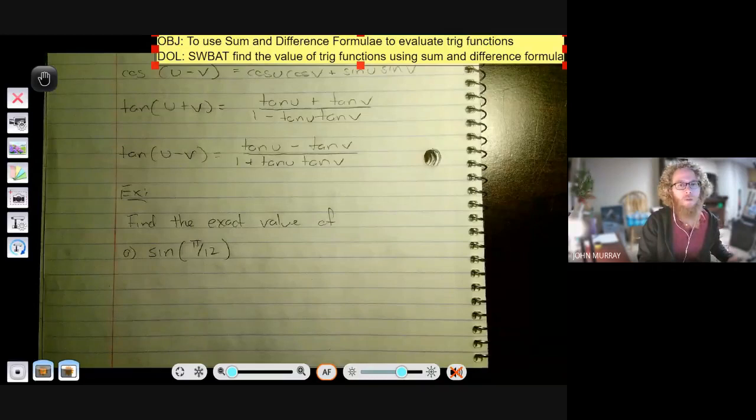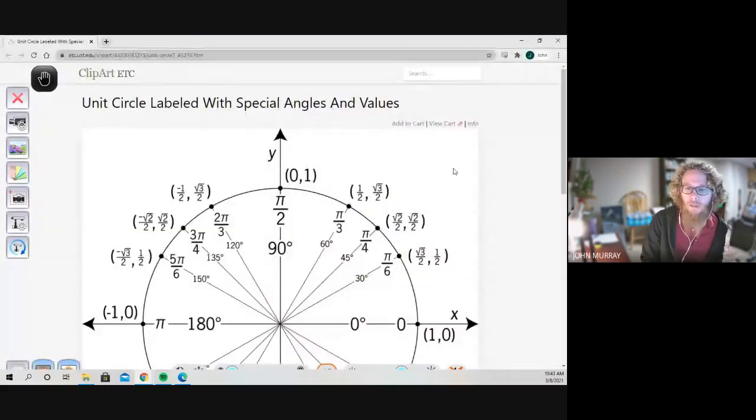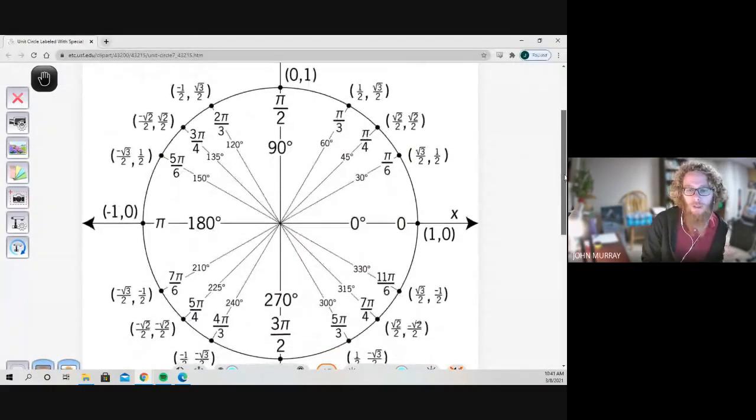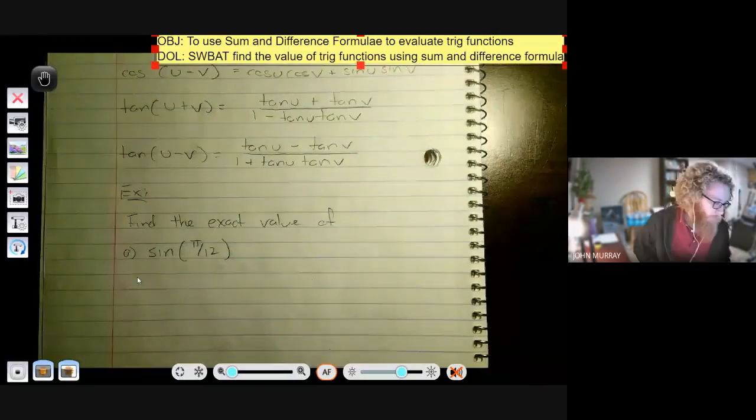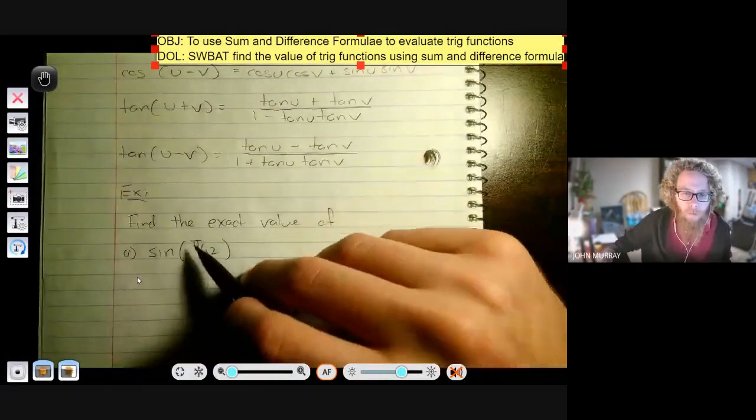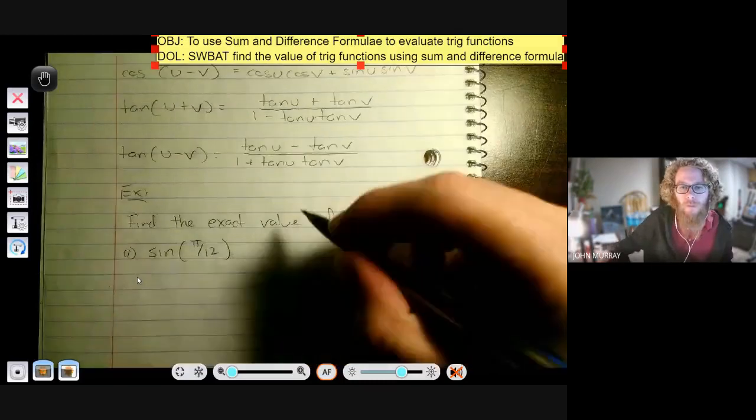Well, a good way to find the exact value of trig functions is by using our favorite, the unit circle. But we encounter a slight issue here. On our unit circle, there is nowhere that has a denominator of 12. Right? None of these I can make into pi over 12, 1 over 12 times pi. So what we do is we split up pi over 12.